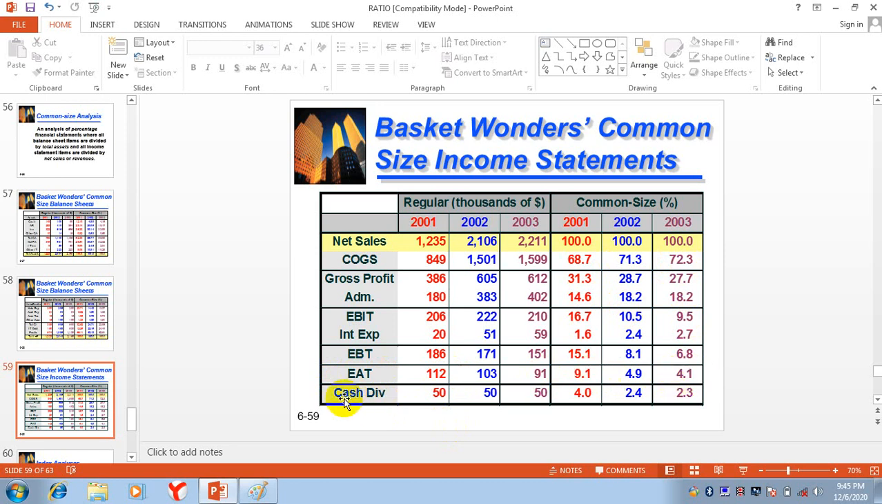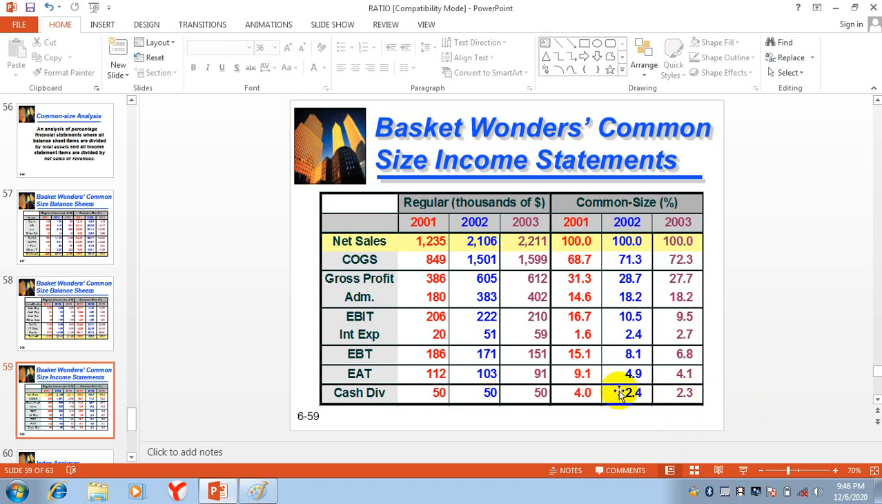profits. And cash dividends: we are paying a 4% cash dividend in 2001, then it comes down to 2.4, and then it comes down to 2.3. It means the dividend payments that we are making to our shareholders are also going down, which is a weak point.